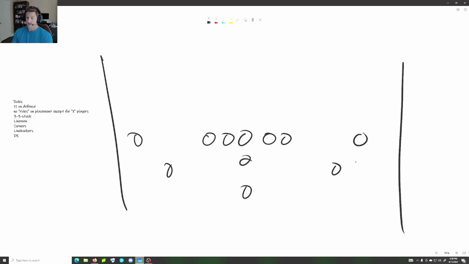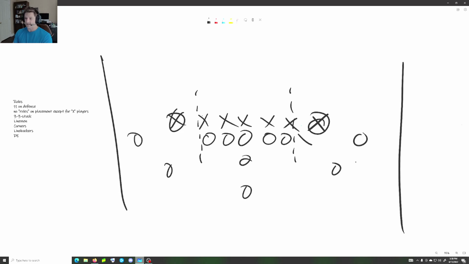But what we are limited to in youth football is our D linemen. They must be in the box, so on the tackle or inside the tackles. This is where our X or limited players can play. Those who exceed the weight limit have to play in the space. If they're playing out here, that's illegal. They have to be in this box right here, which is where the tackles are.